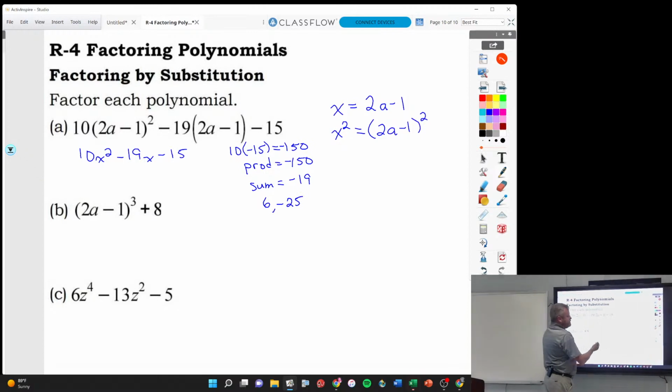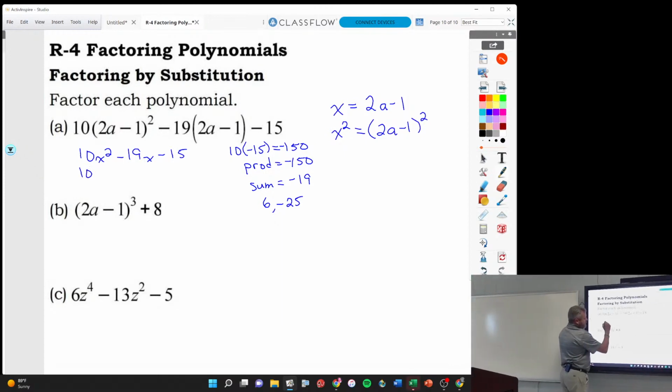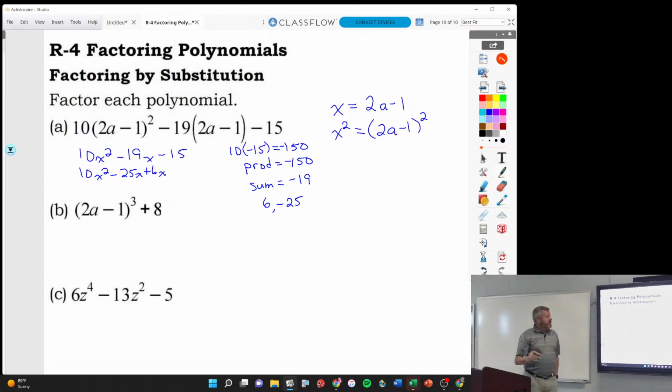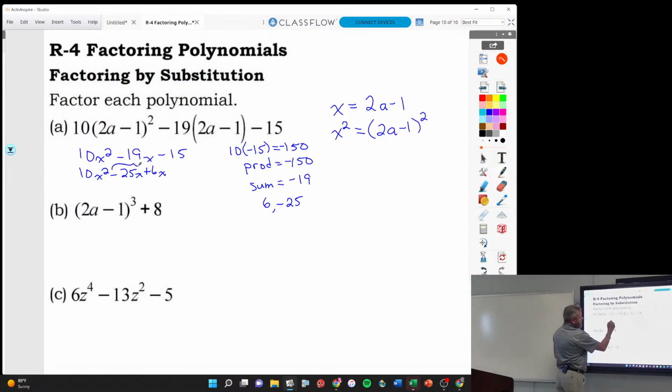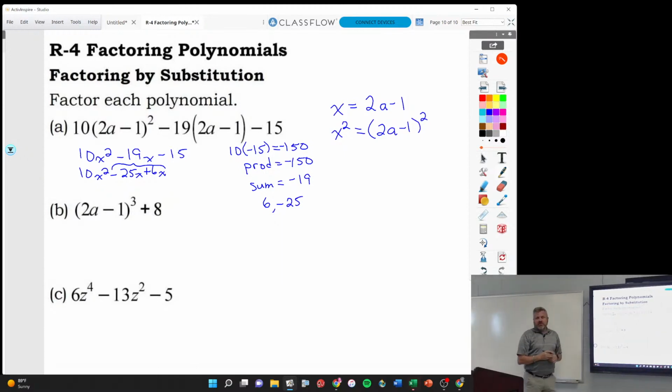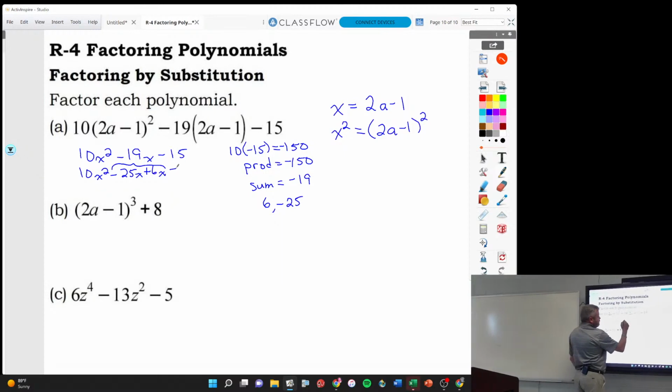6 times negative 25 is negative 150. 6 plus negative 25 is negative 19. So those are my two numbers. So this is going to be 10x squared minus 25x plus 6x. So again, I took that middle term, and instead of writing negative 19x, I broke it up into two pieces because, if you'll notice, negative 25x plus 6x is negative 19x. And again, I wrote down the negative one first because it makes life a little simpler, minus 15.